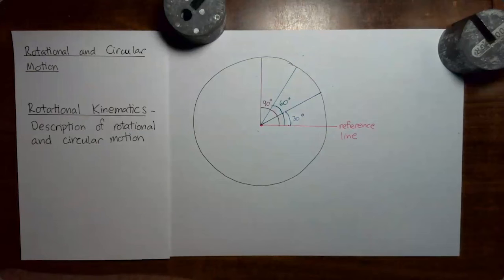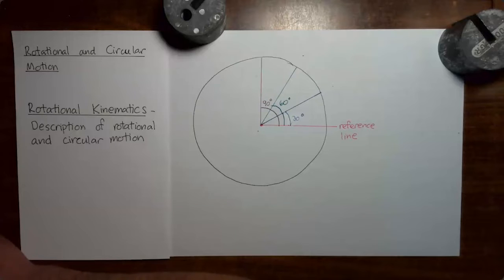We have now reached the point in the course where we're going to be learning about the motion of objects moving in circles and the motion of rotating objects. However, before we can start to understand those motions, first we have to be able to describe them. So in this video, I'm going to begin introducing you to rotational kinematics.